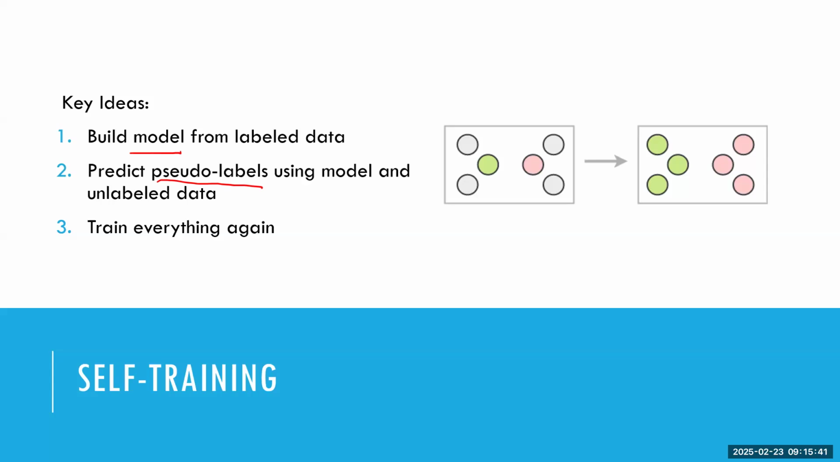Maybe you can pick the number of times that you want to build, or you can check whether or not the prediction changes from run to run. Because if the prediction doesn't change, your pseudo label will keep the same label throughout. So that is the key idea. So what is the problem with this?